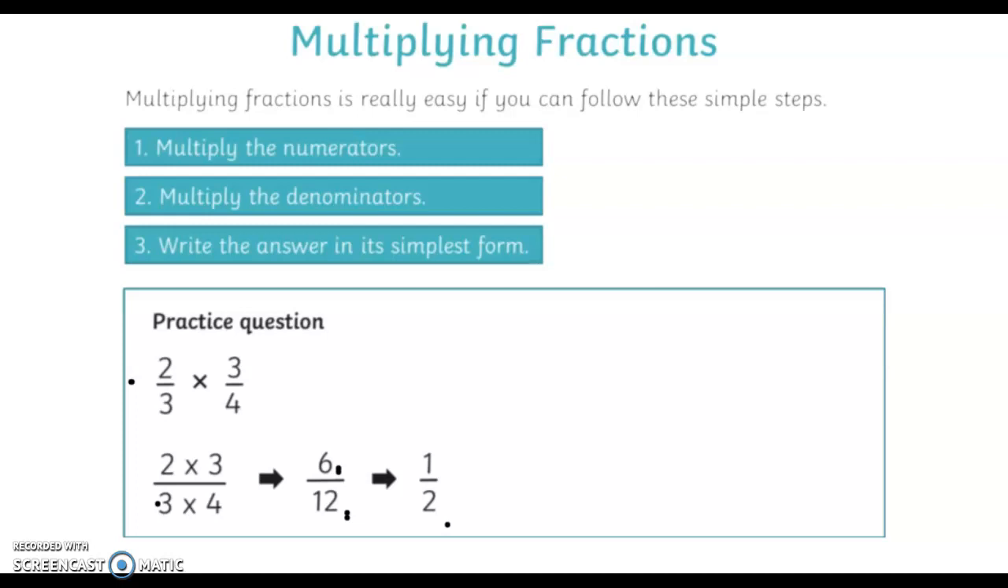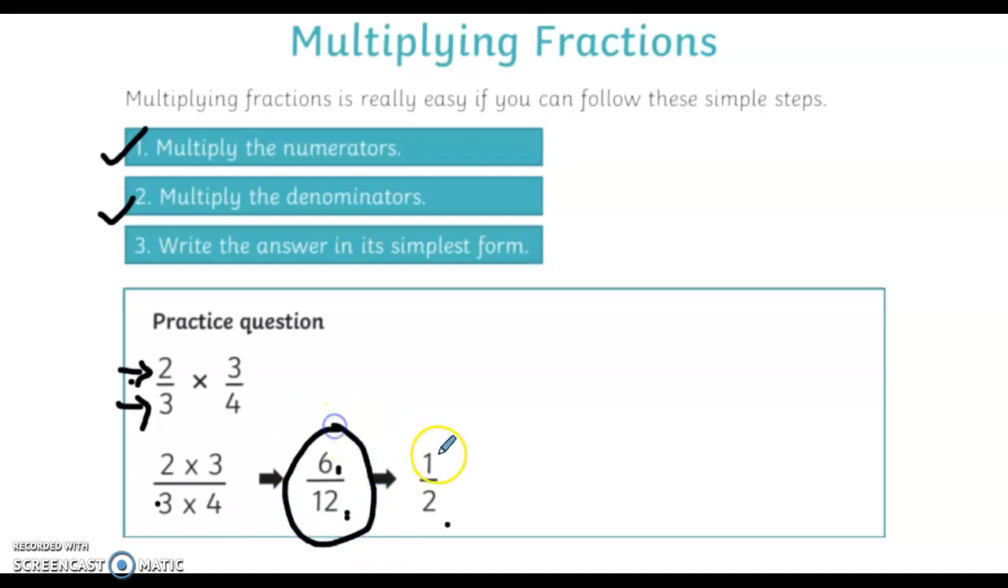So here we have the question, 2/3 multiplied by 3/4, okay? So the first thing we need to do is multiply the numerators. If we look at the top numbers here, 2 times 3, 2 lots of 3 is 6. Okay, so that means the numerator for the answer is going to be 6. Next thing we need to do is multiply the denominators, the bottom numbers. So I'd write in my number sentence 3 times 4. I know 3 lots of 4 is 12. So that means my denominator is 12. So the answer there is 6/12.